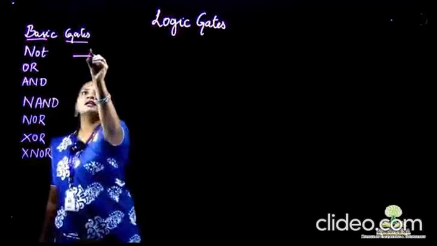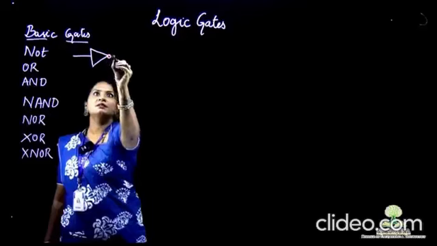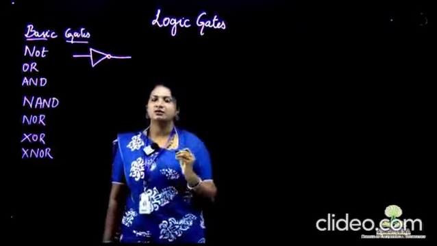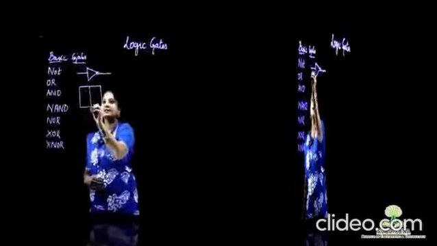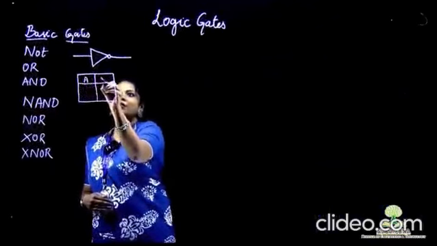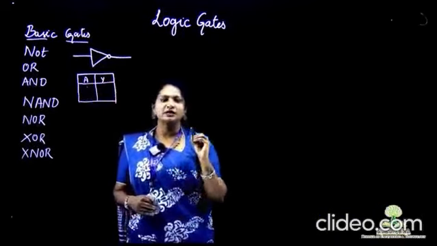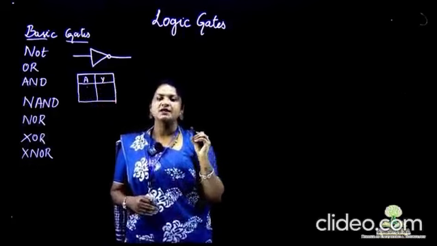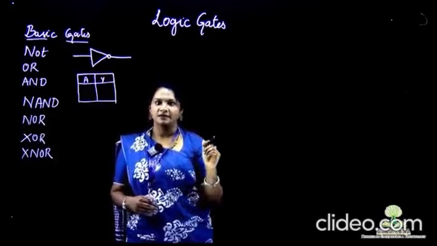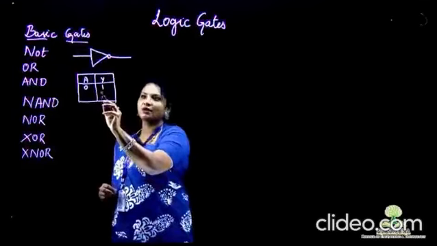The symbol for the NOT gate is a triangle pointed towards the right, along with a bubble. The NOT gate is the only gate which has a single input and a single output. Let us consider A as the input and Y as the output. In logic gates, the possible inputs are only the binary bits. That is, you can either give 0 or 1, where 0 is said to be low and 1 is said to be high. They are also called true and false.